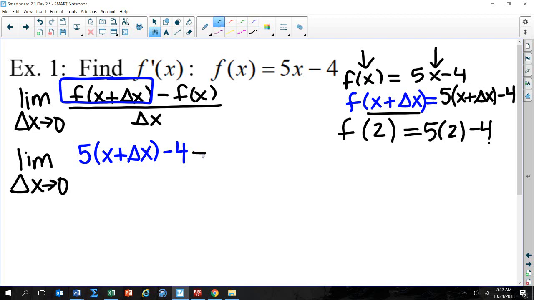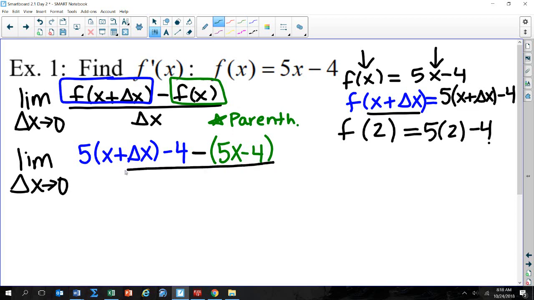Then I have a minus sign, and then I have this function f of x. What am I going to put in for f of x? Well, f of x is just 5x minus 4. You do need to put this in parentheses, okay? If you don't remember to put it in parentheses, you're going to get the wrong answer. So you might want to put a little star here and say you need to remember the parentheses, okay? All over delta x.